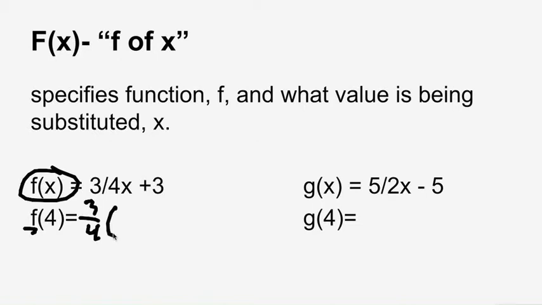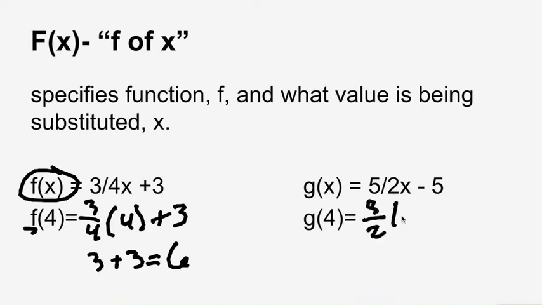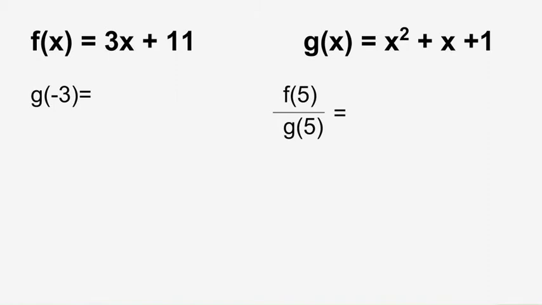So it's 3/4 times 4 plus 3. So 3 plus 3 equals 6. So f of 4 equals 6. And similarly, g of 4, you plug it in. So 5/2 times 4 minus 5. So 10 minus 5 equals 5. So g of 4 equals 5. So f of 4 and g of 4 give you different values because they're different functions. So f of x terminology allows you to compare different functions in the same solution.